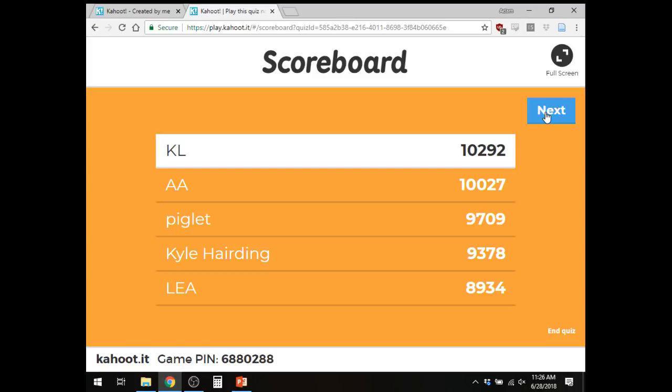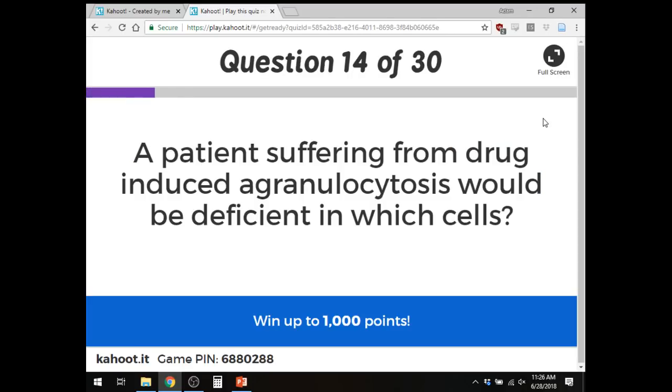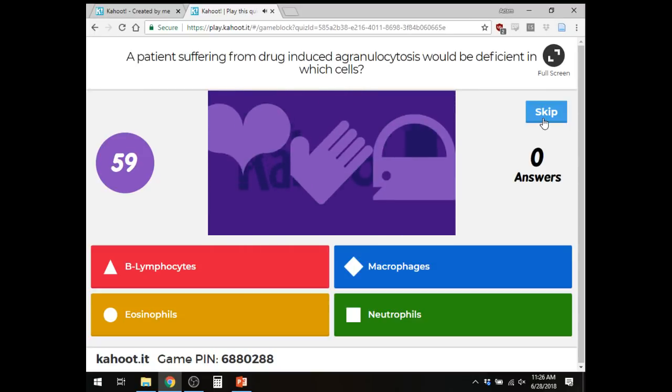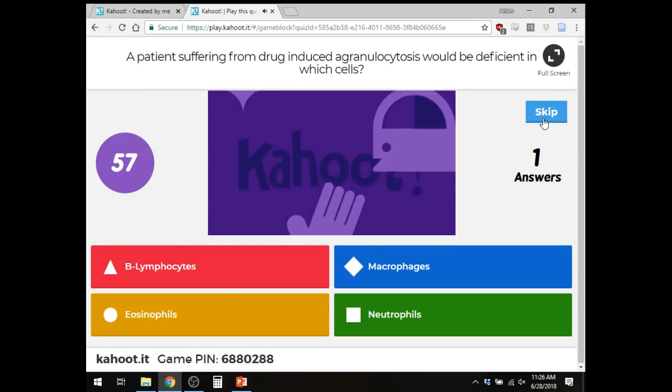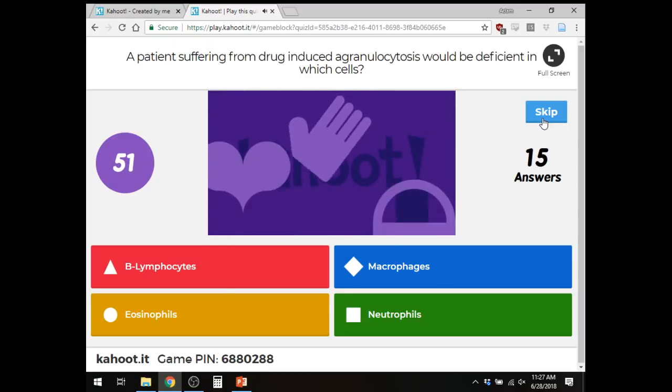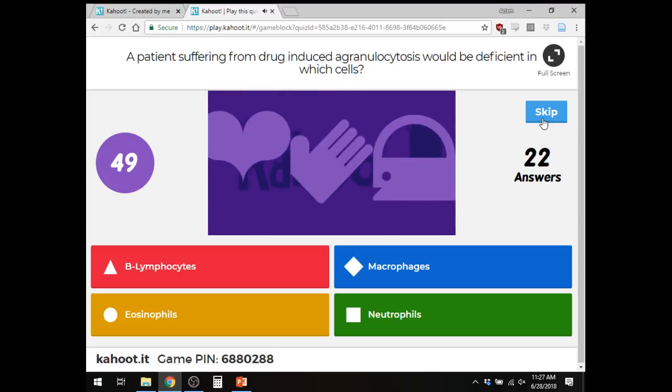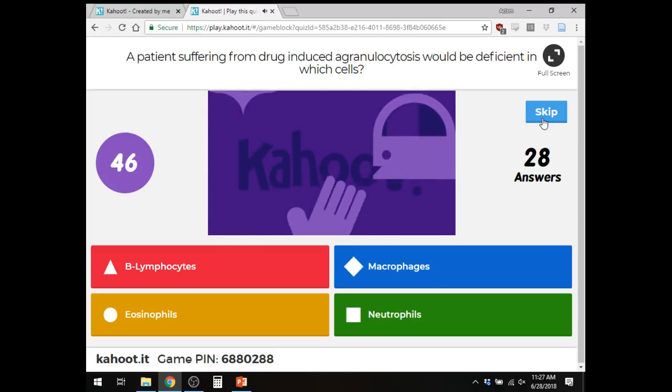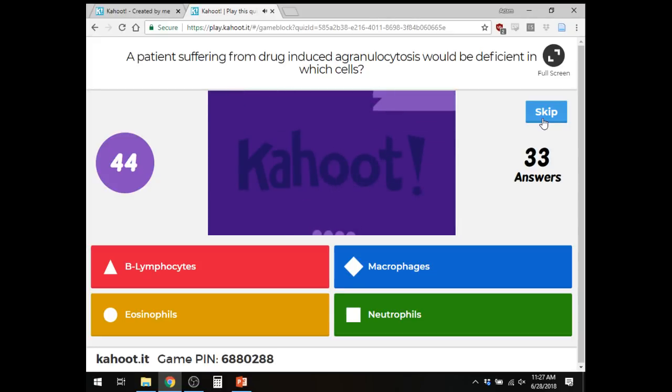All right. A patient suffering from drug-induced agranulocytosis would be deficient in which cells? B lymphocytes, macrophages, eosinophils, or neutrophils? So agranulocytosis. It's a little bit tricky.